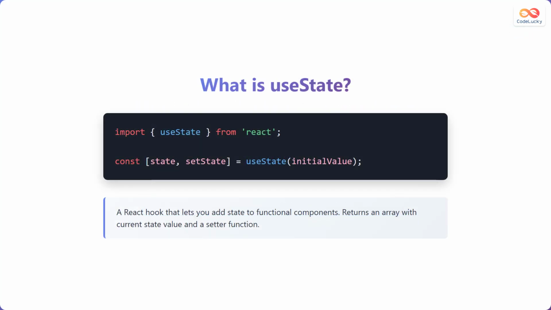The useState hook is a React hook that lets you add state to functional components. It's imported from the React library as shown here. It returns an array with the current state value and a setter function. The setter function is used to update the value of the state variable.